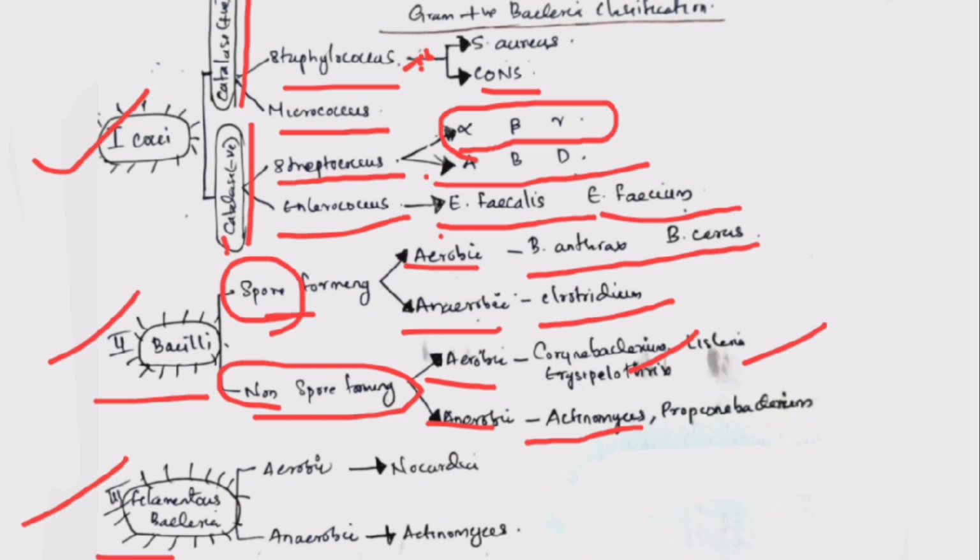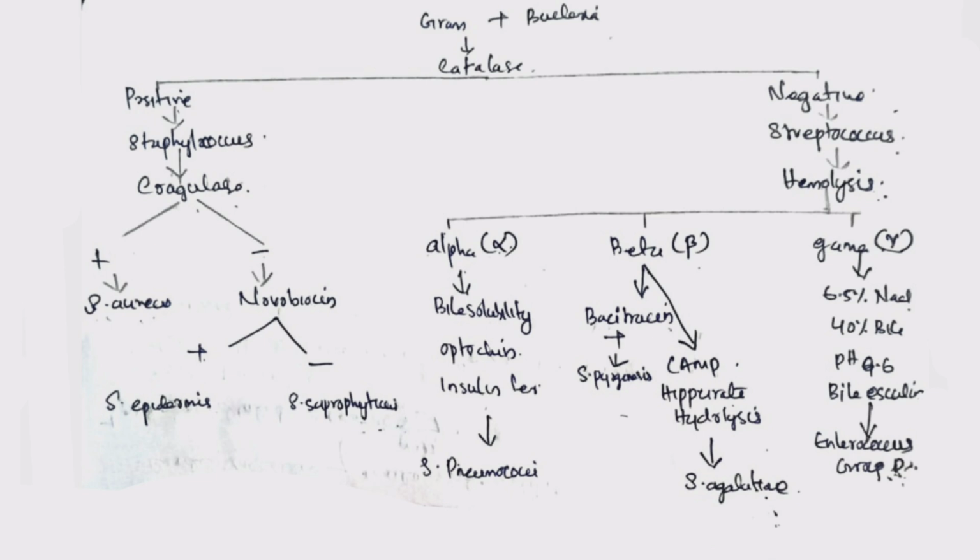After bacilli, the next classification is the filamentous bacteria. These are long, thread-like chains or branching filaments that often resemble fungal hyphae when viewed under the microscope. Because of this, they are usually described as having a thread-like appearance. Just like bacilli, filamentous bacteria are also classified into aerobic and anaerobic types. The aerobic group includes Nocardia, while the anaerobic group includes Actinomyces.